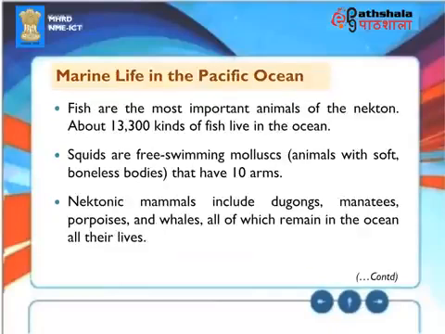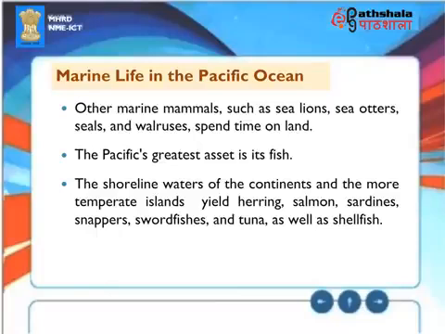Marine life in the Pacific Ocean. Fish are the most important animals of the nekton. About 13,300 kinds of fish live in the ocean. Squids are free-swimming mollusks, animals with soft, boneless bodies that have 10 arms. Nektonic mammals include dugongs, manatees, porpoises, and whales, all of which remain in the ocean all their lives. Other marine mammals, such as sea lions, sea otters, seals, and walruses, spend time on land.